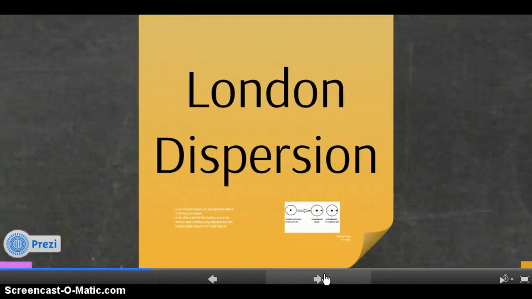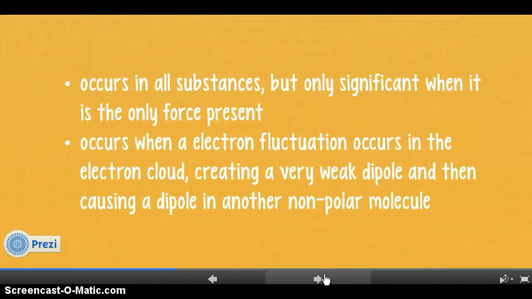London dispersion is present in all molecules, as we all should know this already, but is only significant when none of the other IMFs are present. This is when electron fluctuations occur in the electron cloud, which create an extremely weak dipole, and then cause a dipole in a non-polar molecule to occur also.